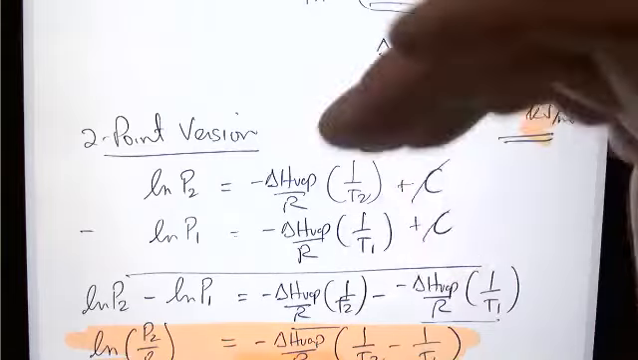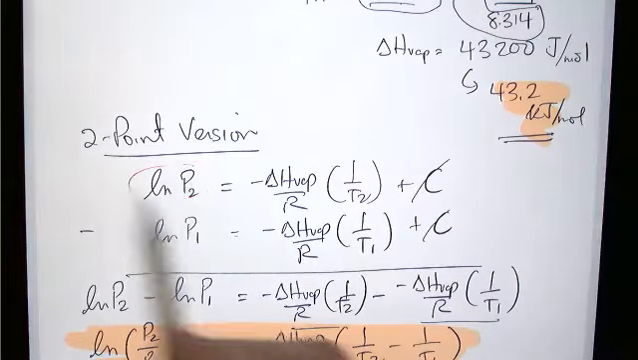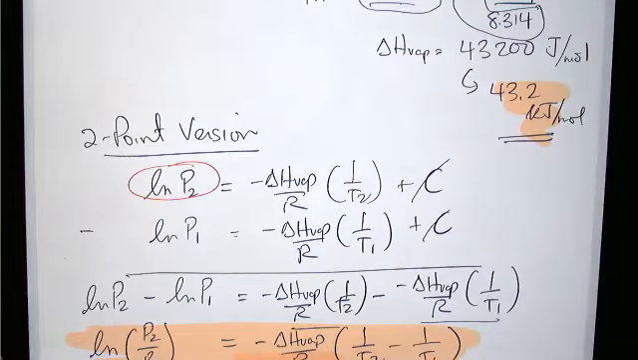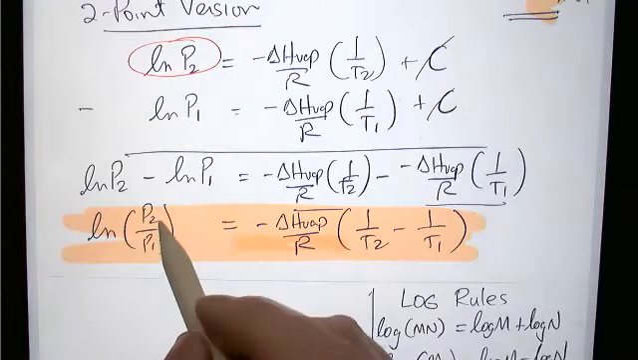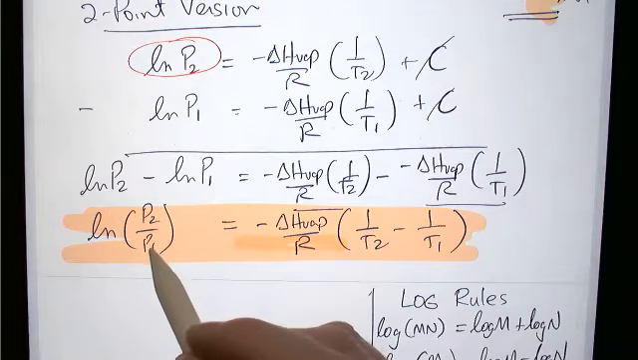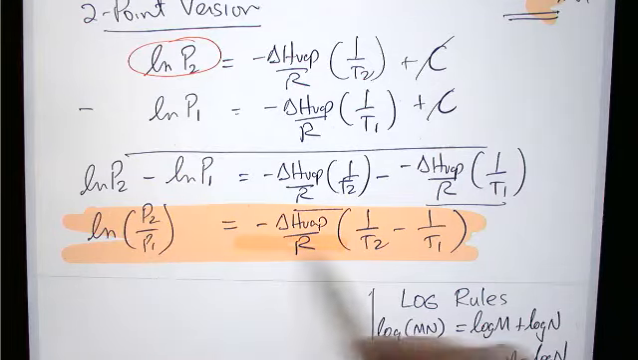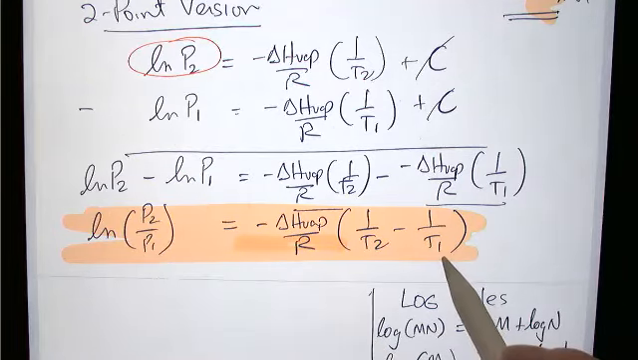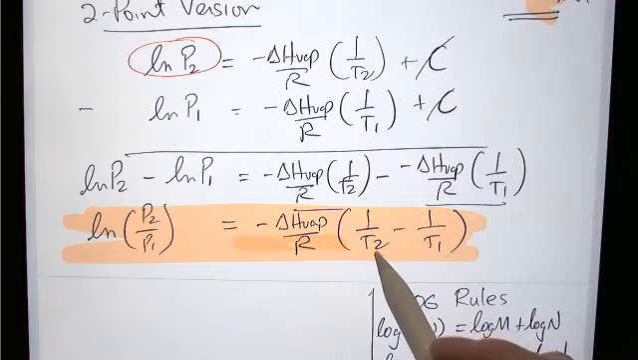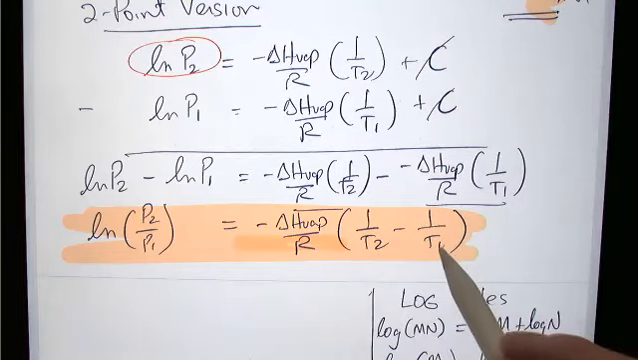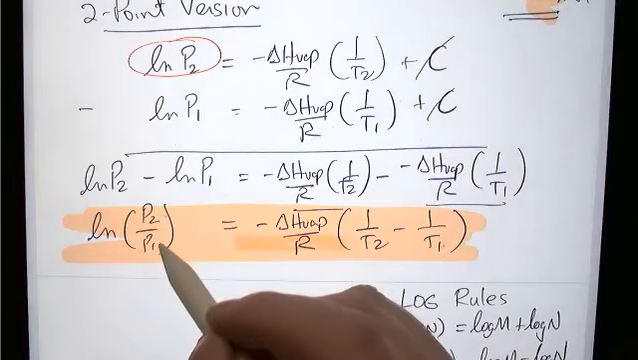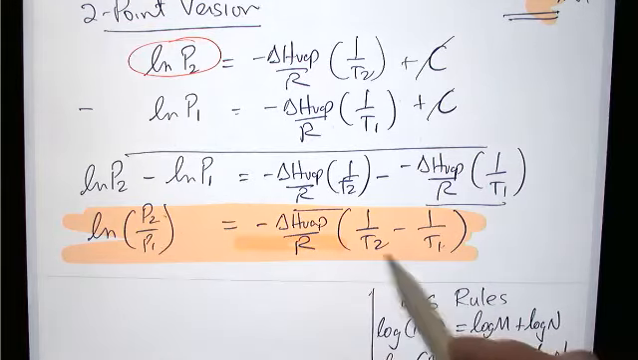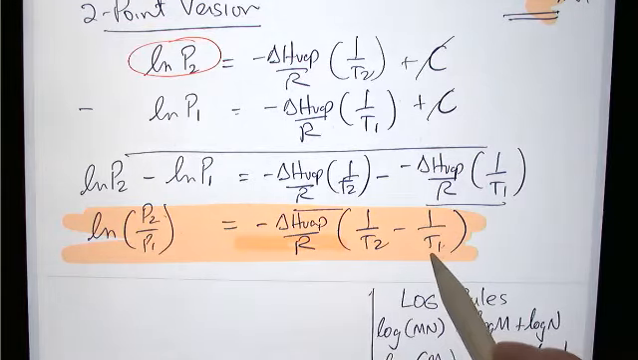When I derived it, I started with natural log P2 on top. I didn't have to. I could have started with natural log of P1 on top, which means this could equally say P1 over P2. But then in the brackets, instead of T2 here, it would be T1, and over here, T2. So you can switch these two pressures as long as you also switch these two temperatures.